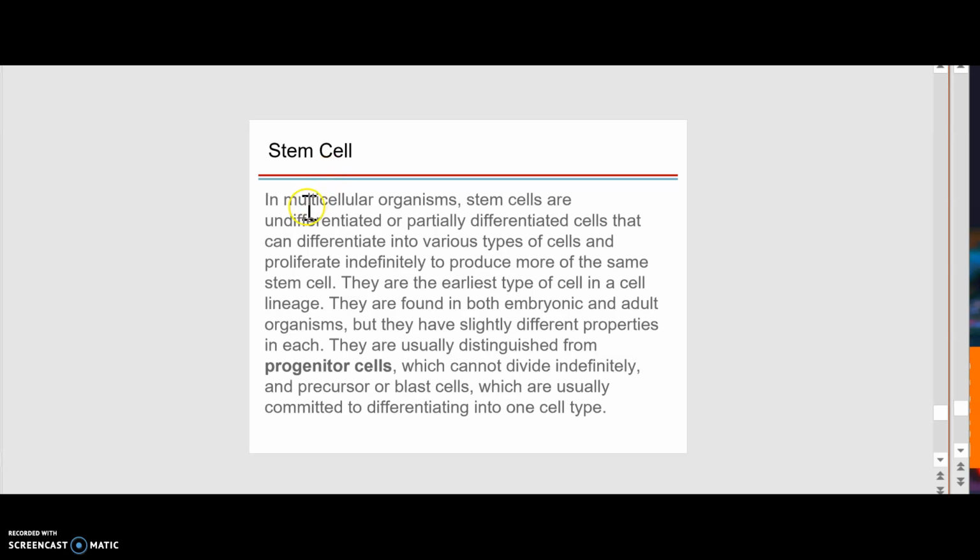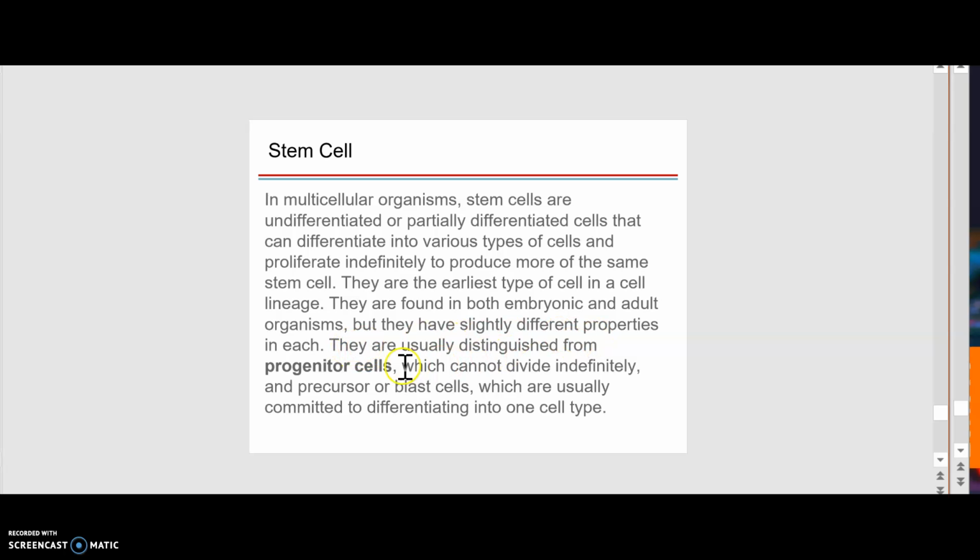So a stem cell in a multicellular organism, stem cells are undifferentiated or partially differentiated, we talked about. They can differentiate into various cell types and proliferate indefinitely to produce more of the same stem cells. They are the earliest type of cell in the cell lineage. They are found in both embryonic and adult organisms. Okay, adult stem cells we'll talk about, but they have slightly different properties in each.